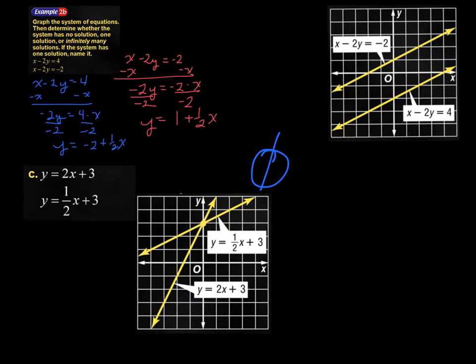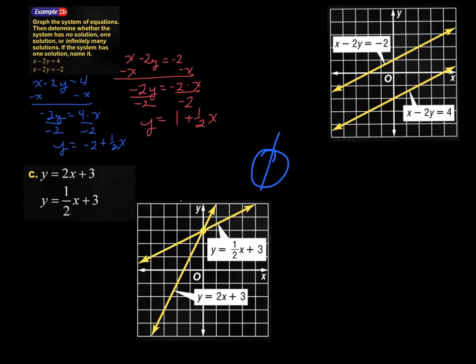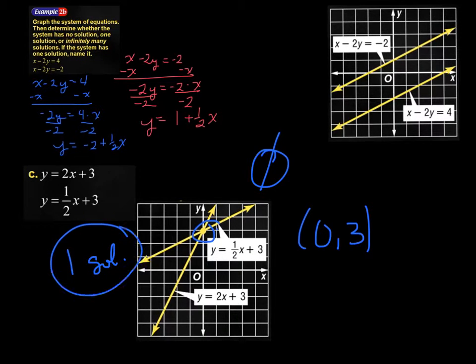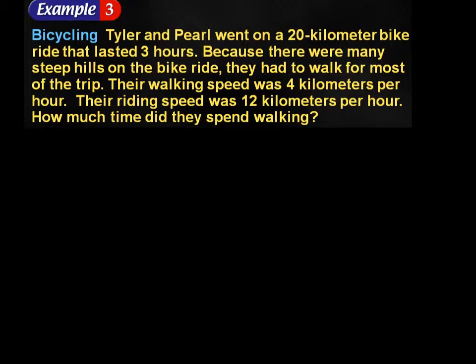Okay, I need to complete this. They gave us 3 possibilities, and so far we've done infinitely many and no solution. Let's do one where they cross. So these two cross at the ordered pair. What would that be? 0, 3. So this is our one solution. And it's at 0, 3 because I went over 0, up 3, and it works for both lines.